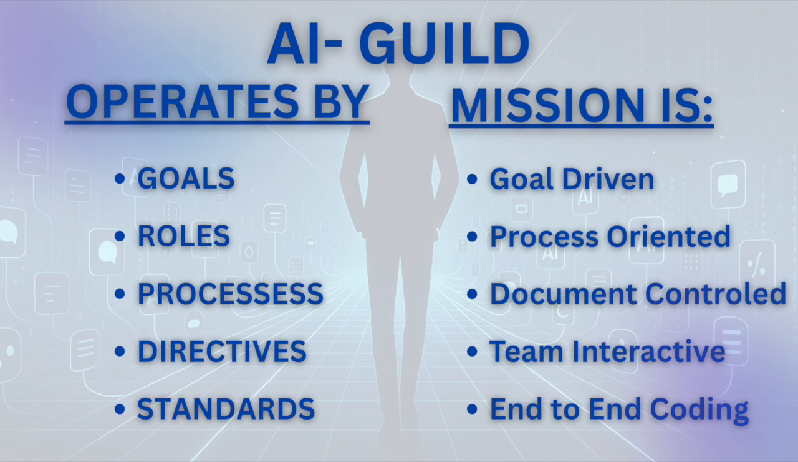It builds documentation for every step, and for every process that it goes through, it uses team interactions to go back and forth and make sure it knows what it's doing. And its goal, its mission, is to do end-to-end coding. Given requirements, hands-off, how does it build code all the way through to the very end? And that's what the guild basically does.